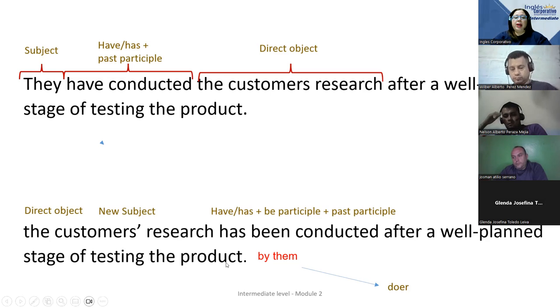Si yo quiero pasar una de voz pasiva a voz activa y, por ejemplo, no tengo quien lo ha hecho, no tengo el doer ahí, okay? Si yo no tengo el doer, voy a usar el genérico o el general que sería they, okay? They es como el genérico. Como nosotros decimos cuando no sabemos quién lo ha hecho, han hecho, ¿verdad? Igual, they, right? They have done this or that. ¿Quiénes? I don't know, but people, but houses, but things, but situations, whatever, in plural, generic will be they, okay? So let's go to the next example.